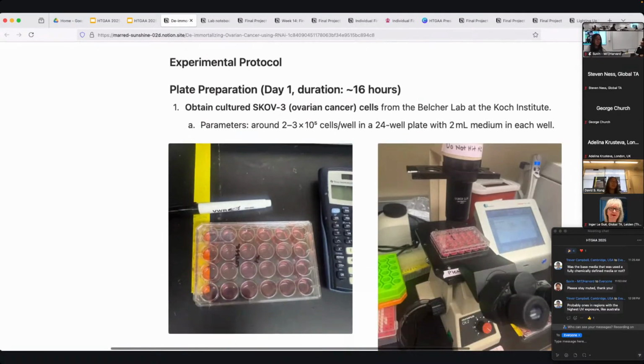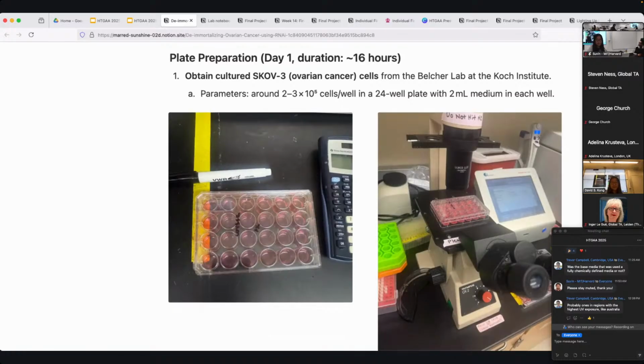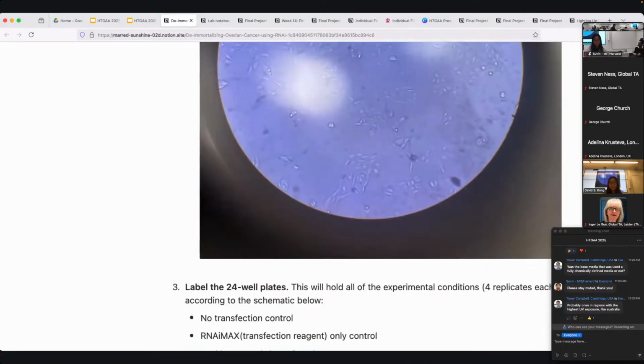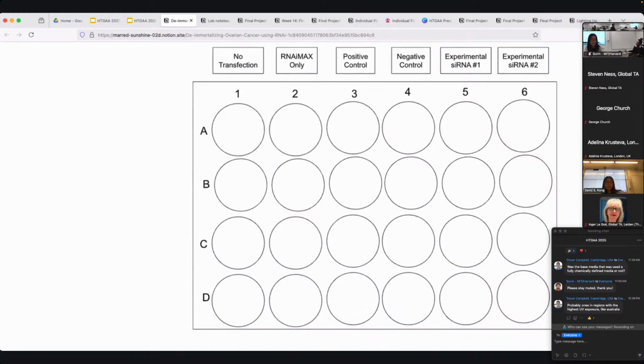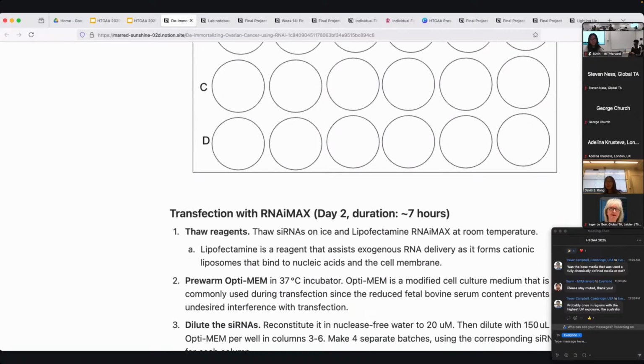And now I can move to the experimental protocol. So I obtained SKOV3 ovarian cancer cells from the lab and incubated to 50% confluency. You can see here on my 24-well plate, I've labeled all of the experimental conditions, the different controls, and my 2 experimental siRNAs.